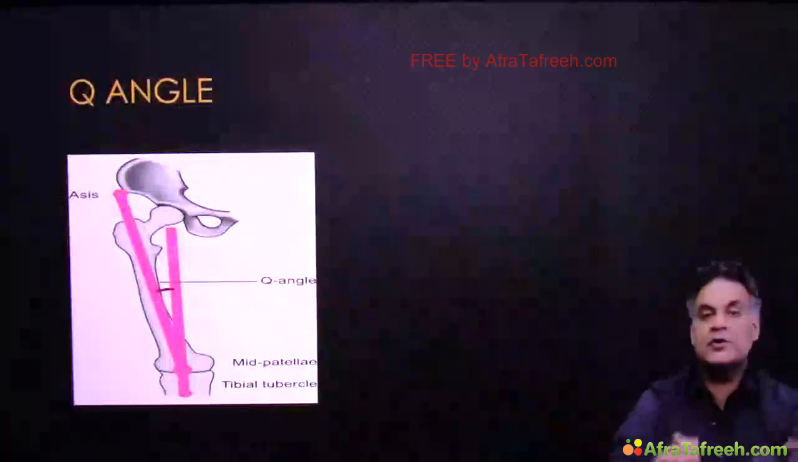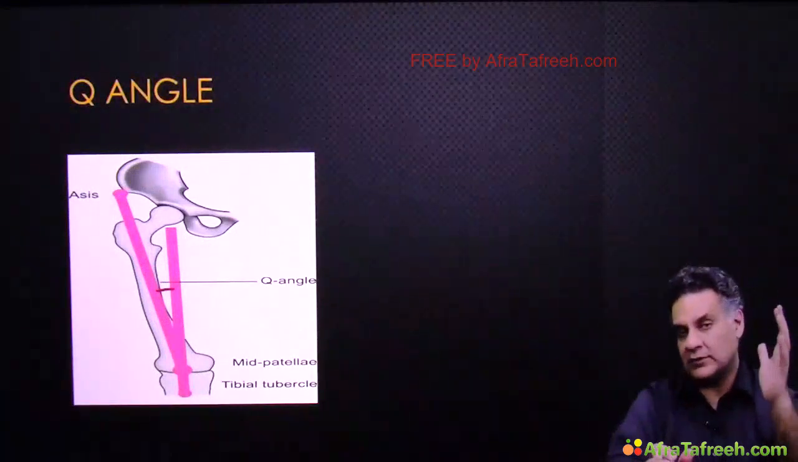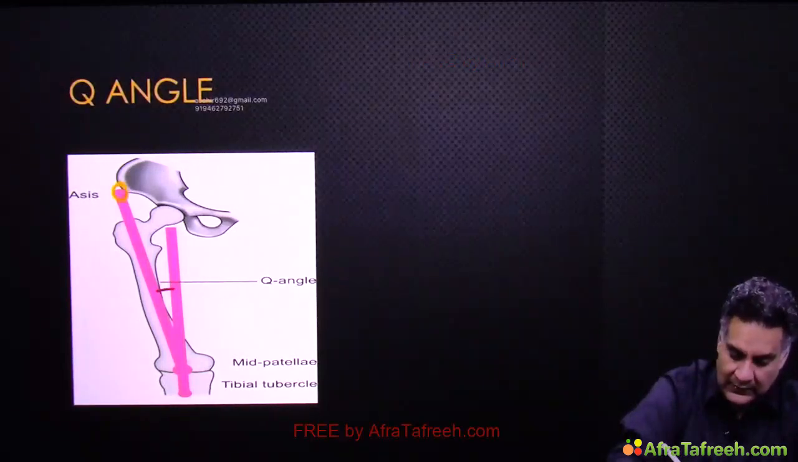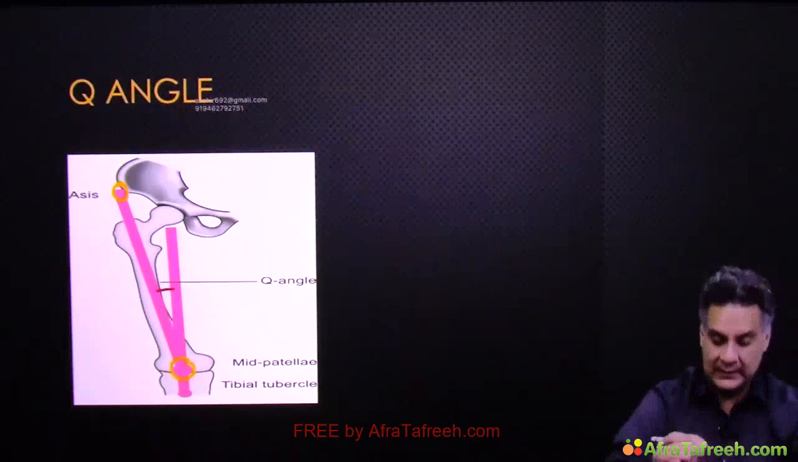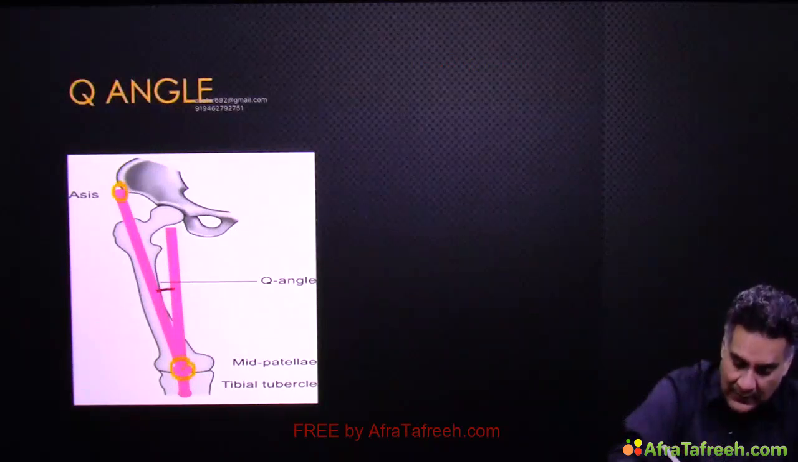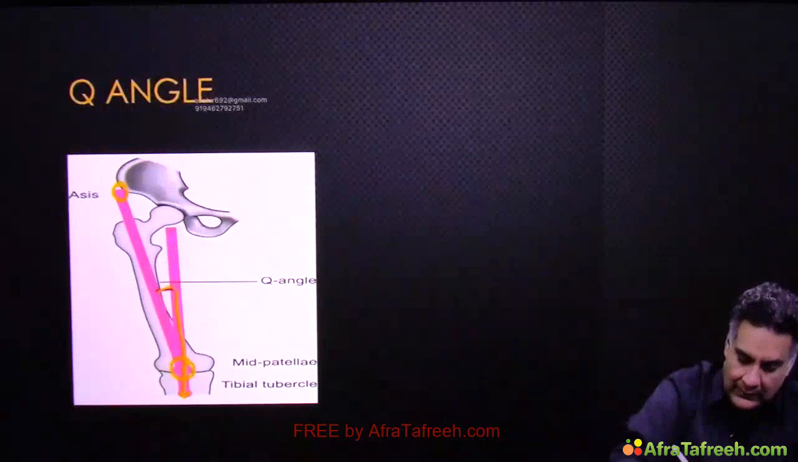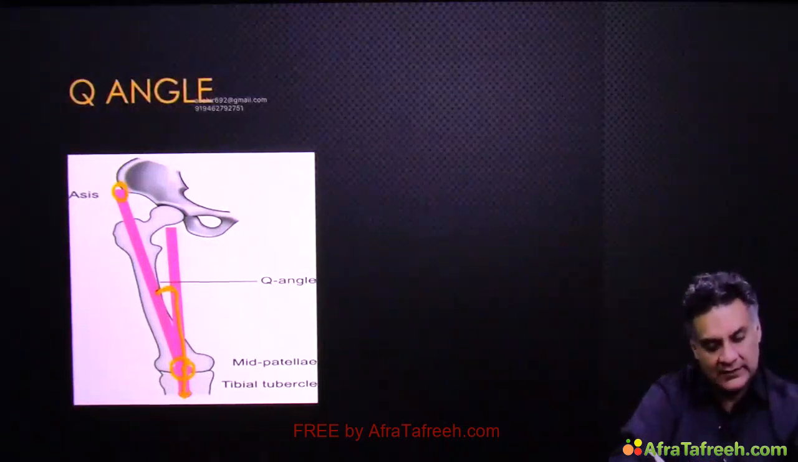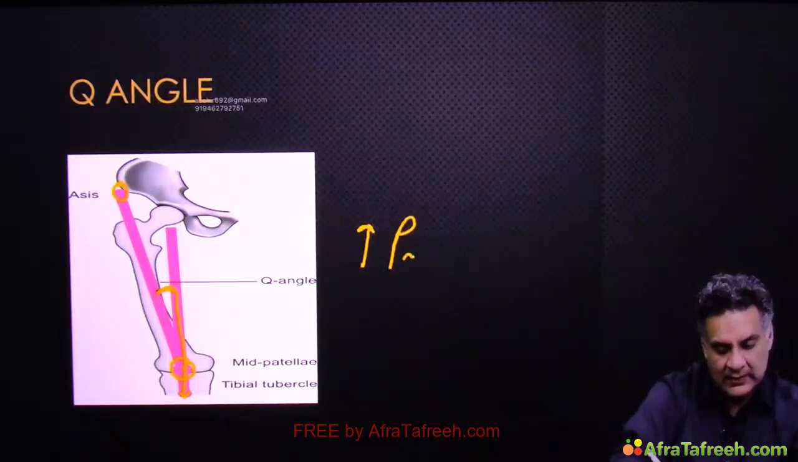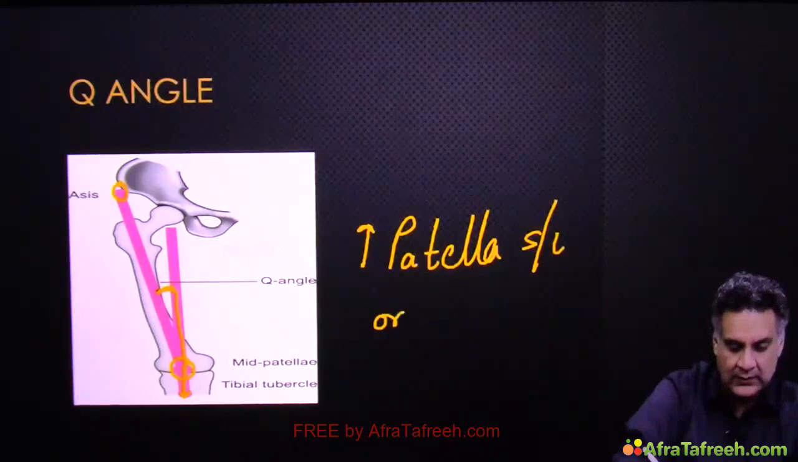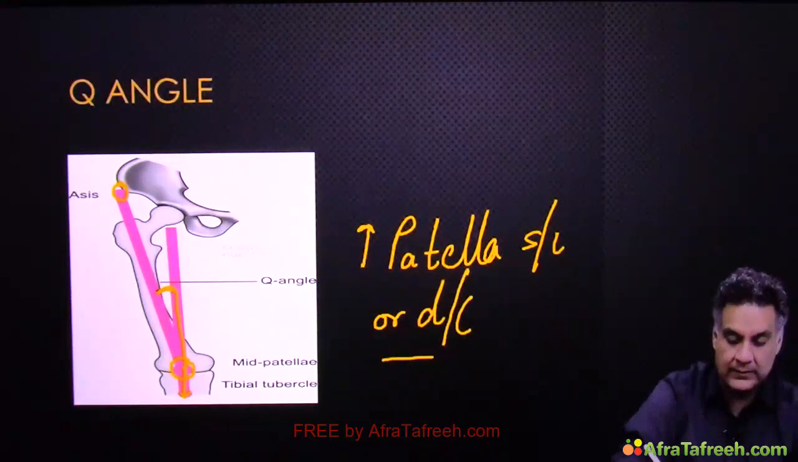The other angle, the Q angle, is the pull of the quadriceps. It is measured from the anterior superior iliac spine to the center of the patella, and the second line from the center of the patella along the ligamentum patellae to the tibial tuberosity. This is the Q angle. When it is increased, it means there are higher chances of patellar subluxation or dislocation.